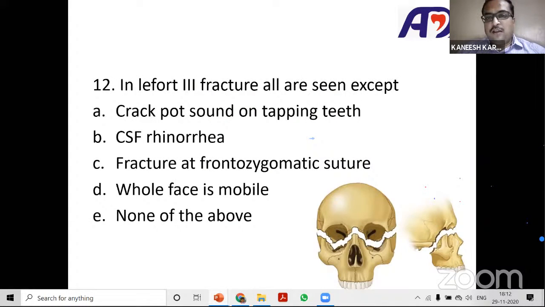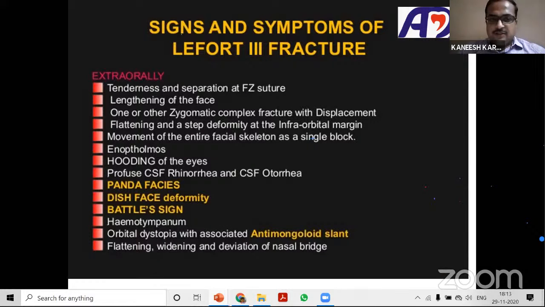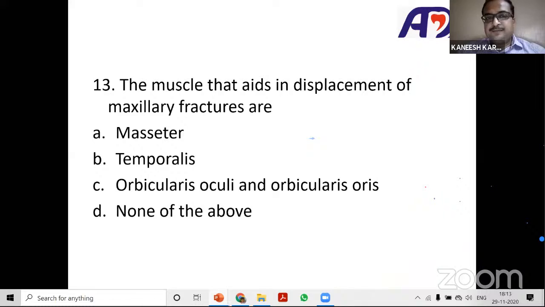In Lefort 3 fracture, all are seen except, yes, correct. This is one of those questions where the answer is none of the above. So in Lefort fracture, everything is here. Crackpot sound, CSF rhinorrhea, fracture of the frontozygomatic suture, the whole face is mobile because it's a craniofacial disjunction. This is a Lefort 3 fracture. These are the clinical features. Panda facies, dish face deformity, Battle sign, anti-mongoloid slant, everything is seen.